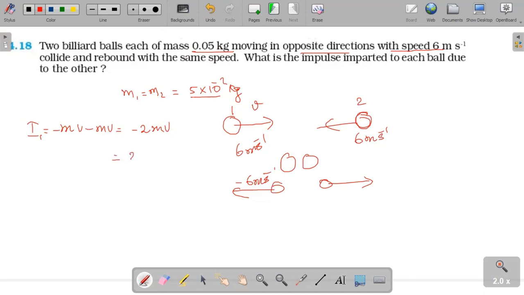Calculate: 2 into mass, which is 5 into 10 to the power of minus 2, into V, which is 6. So 2 into 5 is 10, giving minus 6 into 10 to the power of minus 1, that is minus 0.6. The unit is newton second or kg meter per second. This is the impulse on the first mass.